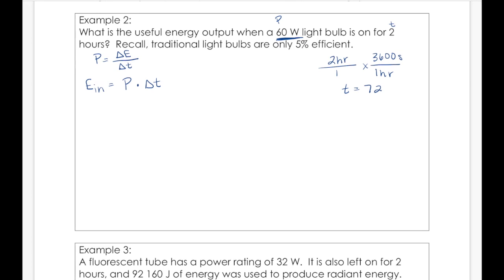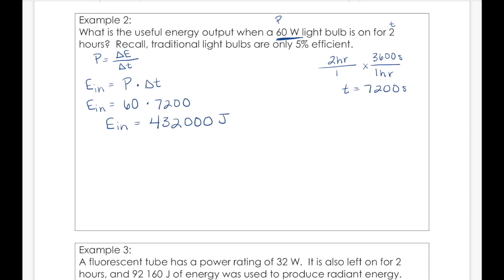So our time is 7,200 seconds. And they already told us what the power was. It was 60. So when we plug into this equation, our power was 60 times our 7,200. And we'll get that the energy input was 432,000.